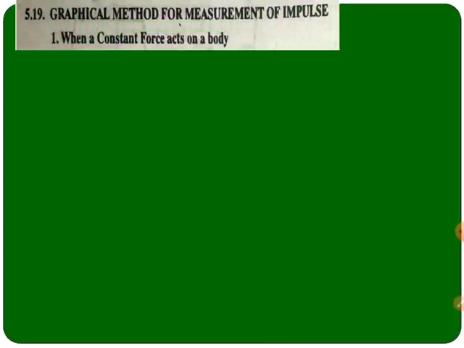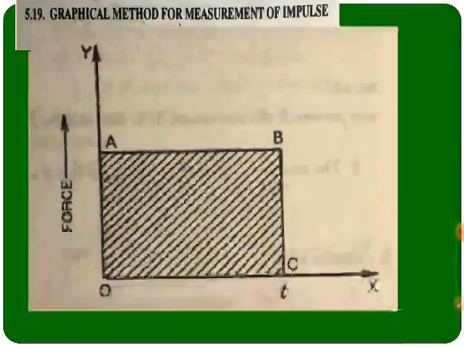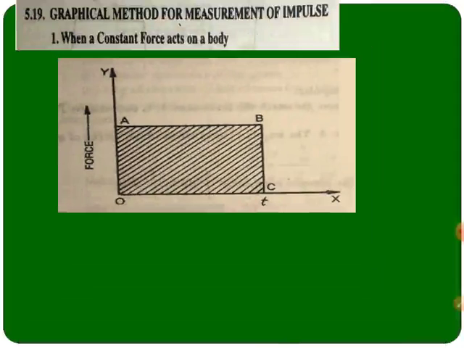Now let's see the graphical method for measurement of impulse. When the force acting on the body is a constant force, we can draw the graph between force and time, with force along the y-axis and time along the x-axis, because time is an independent quantity and force is a dependent quantity. The amount of force acting on the body depends upon the time. If you draw the force versus time graph, then the area under this graph will represent what? Your impulse, force into time, right?